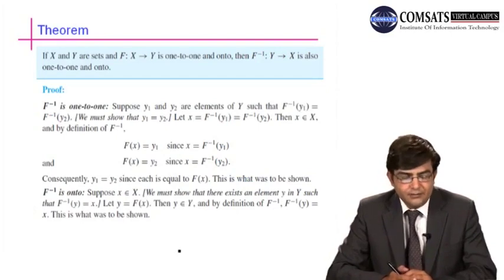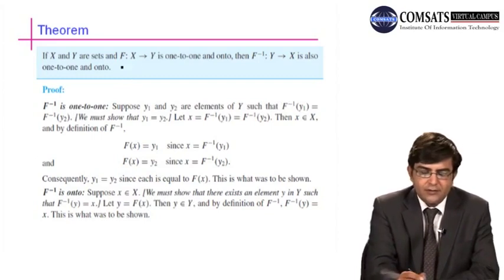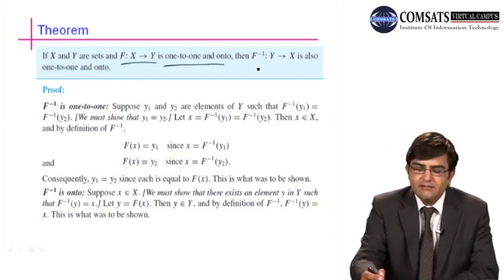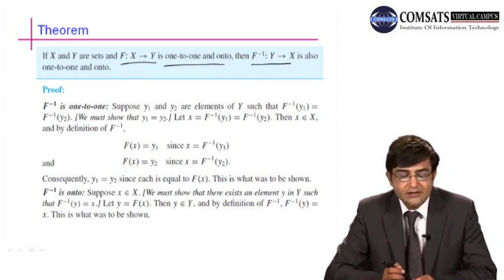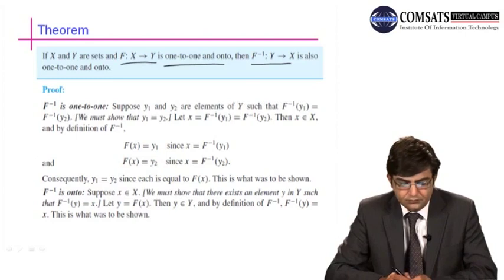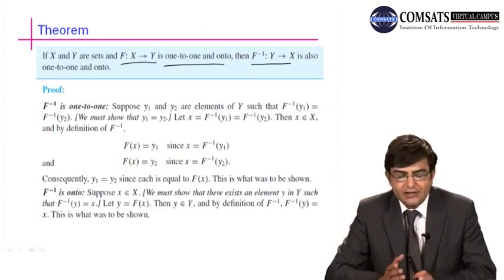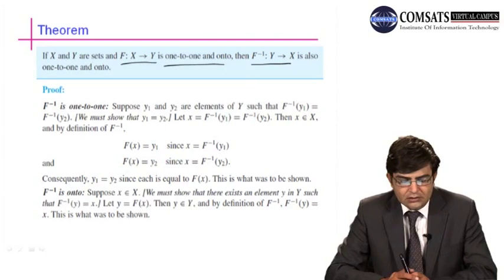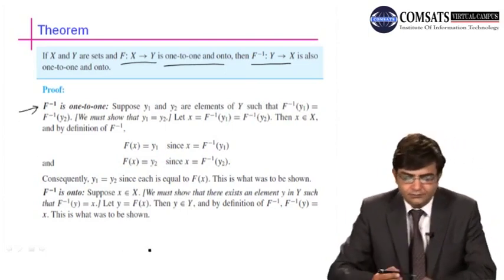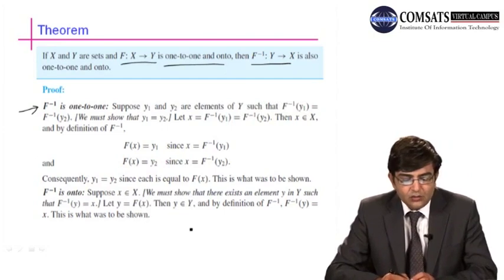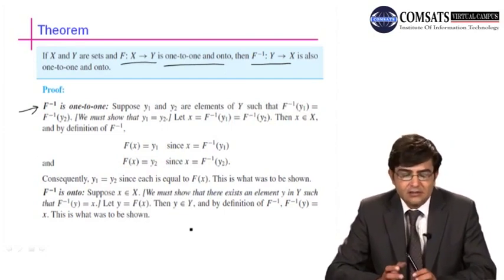Now we have a theorem. If given a function f from X to Y, where X and Y are any two non-empty sets, if this function is both one-to-one and onto, then the inverse of this function from Y to X is also one-to-one and onto. Means the inverse of a bijective function is also bijective. Now here we have to prove that f inverse is one-to-one and onto.